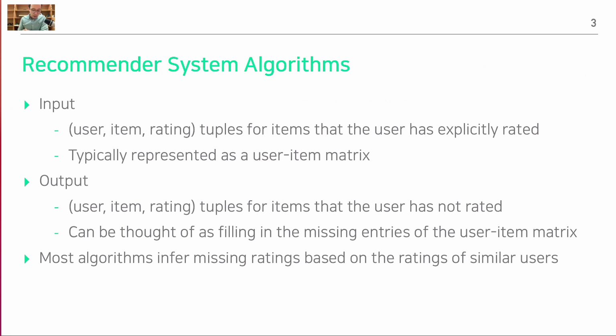They are typically represented as a user-item matrix. And for the output, the same tuples for items that the user has not rated. So it can be thought of as filling in the missing entries of the user-item matrix. Most algorithms infer missing ratings based on the ratings of similar users. We'll give more examples.